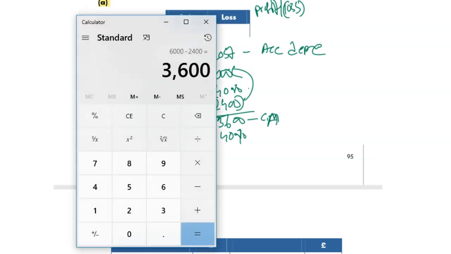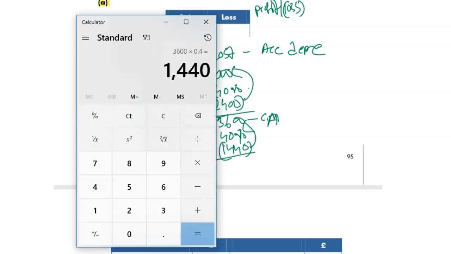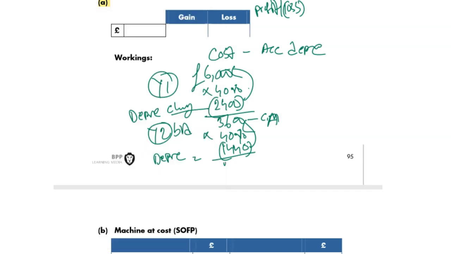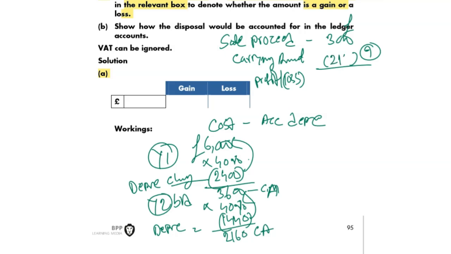Let's take our calculator on screen. 3,600 times 40% gives 1,440, which should be taken away from 3,600 to get the carrying amount for year 2. 3,600 minus 1,440 is 2,160. 2,160 is the carrying amount at the end of year 2. So I have to write 2,160 in the carrying amount box. We know the carrying amount now, so let's remove the question mark.